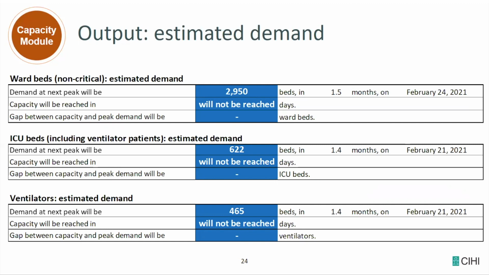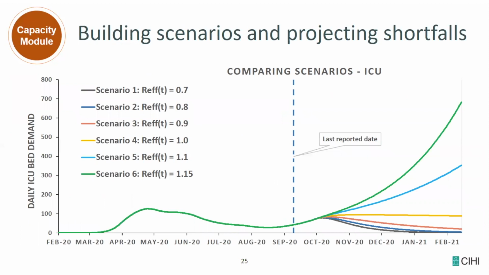On the next slide, we can see that the user, using those two modules, can build and graphically compare up to 6 scenarios. Those can show how changes in reproductive rate because of public health measures and varying hospital capacity can affect both the infection curve and resource shortfalls.